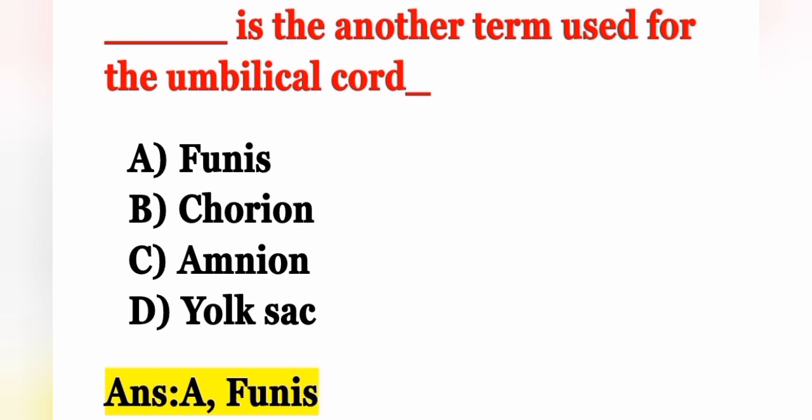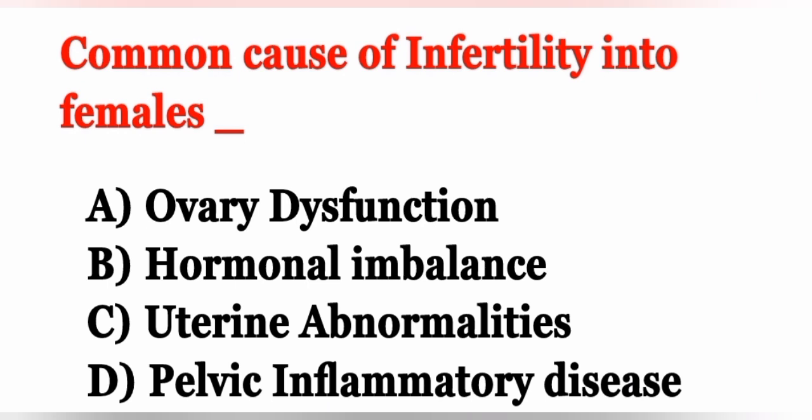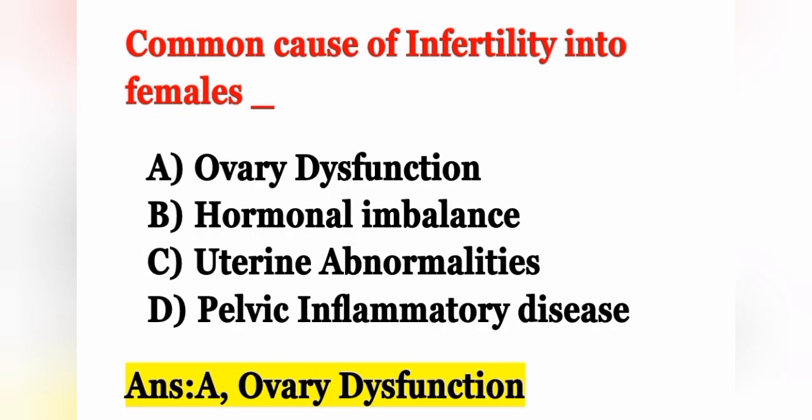The next question: common cause of infertility in females? Option A, ovary dysfunction. Option B, hormonal imbalance. Option C, uterine abnormalities. Option D, pelvic inflammatory disease. The common cause of infertility in females is ovary dysfunction. Option A is the correct answer.